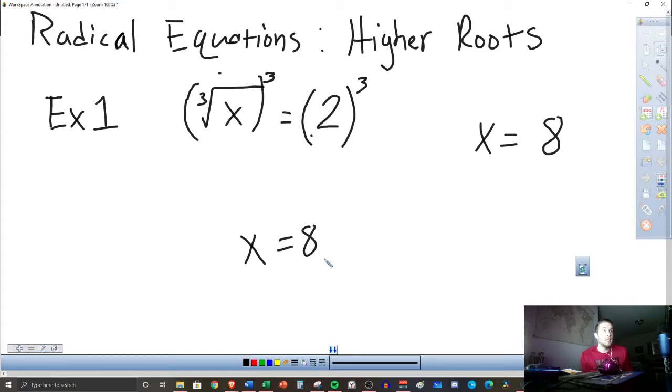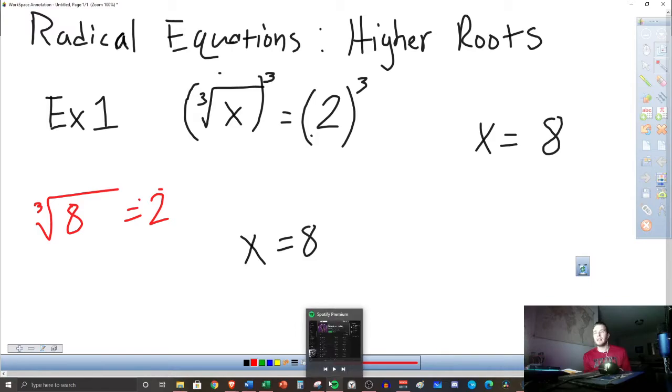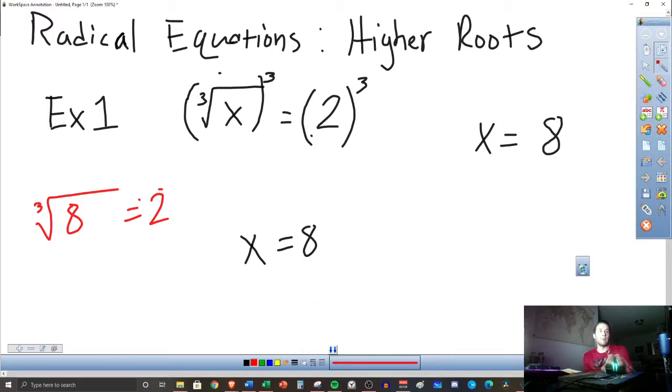Now, do we need to check this? Well, let's talk about that a little bit. If I want to check this, if I do the cube root of 8, I want to show that that's equal to 2. Well, hopefully everybody knows how to get a cube root on their calculator. Let me pull up my calculator.